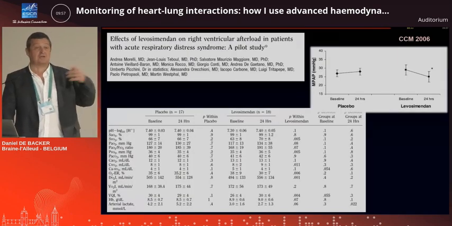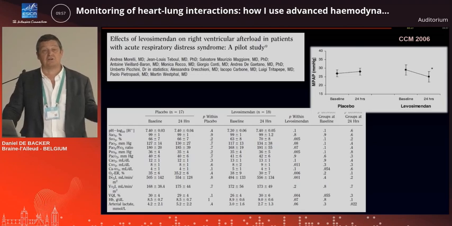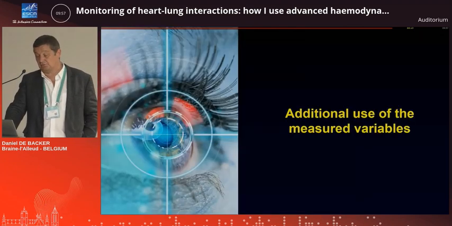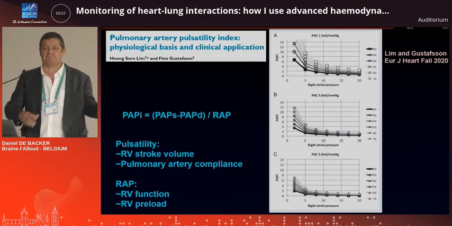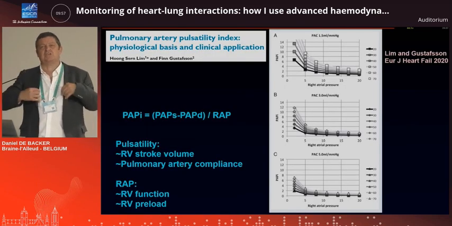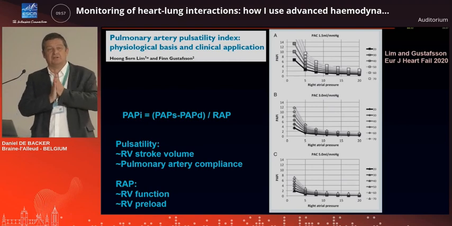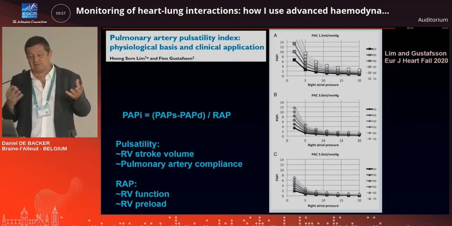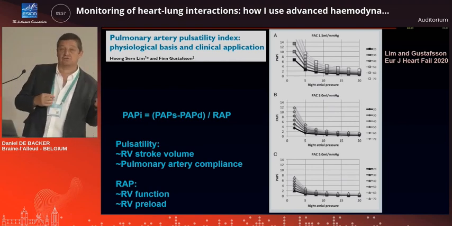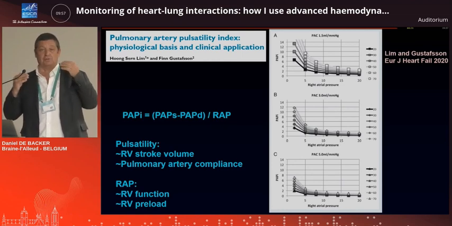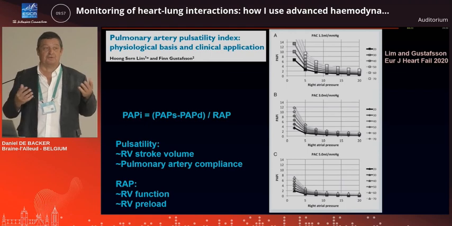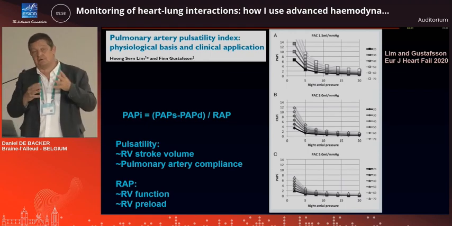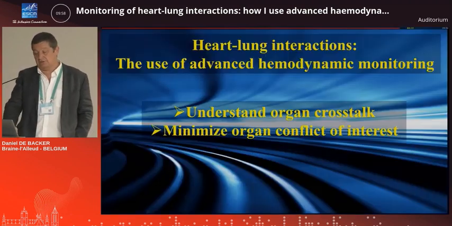And here, another example, right heart dysfunction, impact of levosimendan in these conditions. We may discuss the use of additional variables like the PAPI, which is a little bit the ejection fraction of the right ventricle, because it combines the impact of stroke volume on the pulsatility, but also the compliance of the vessel and the right ventricle function and the right ventricle preload. So a mixture of everything there that on the long term can be useful there.